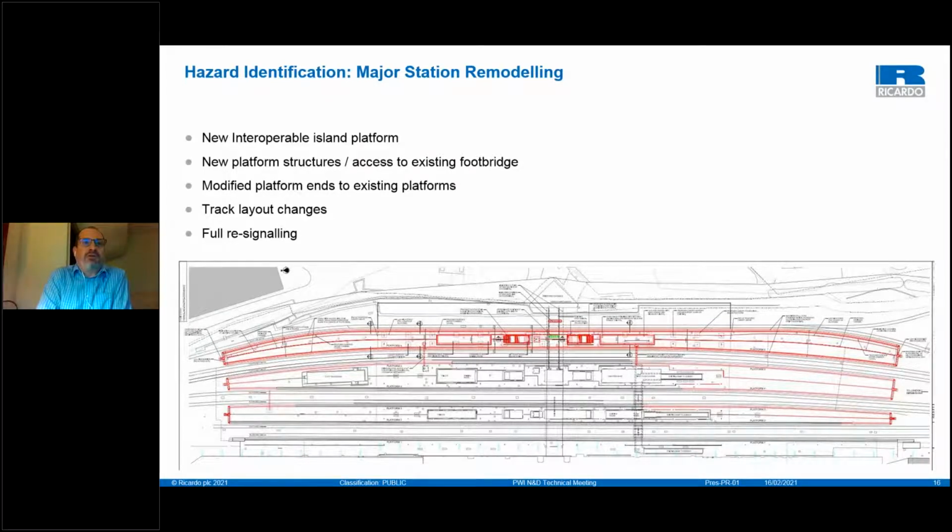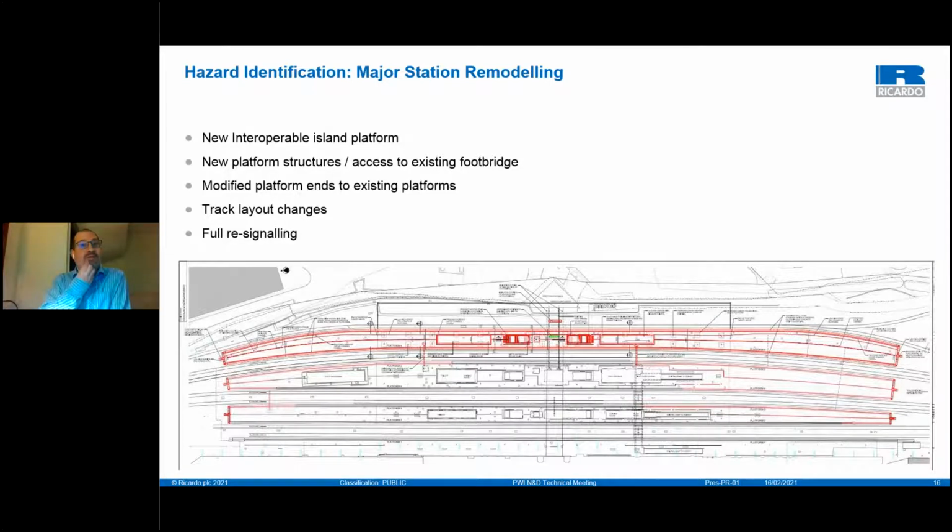So we need to look at the interfaces between the station construction works, the CDM works, and the operation of the station itself. We need to look at the construction phasing. We need to look at the interfaces between the construction works and other operations. We need to look at the impact of the changes on the track layout, the signalling layouts.